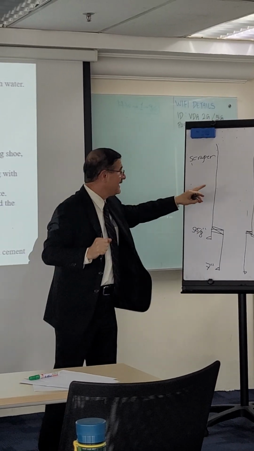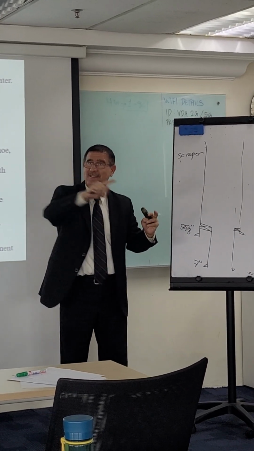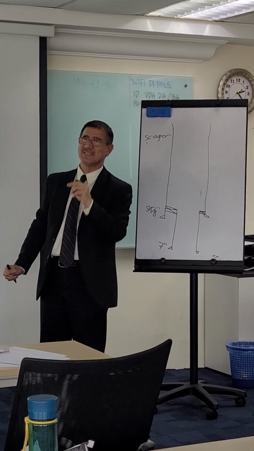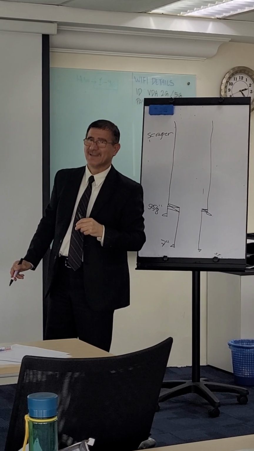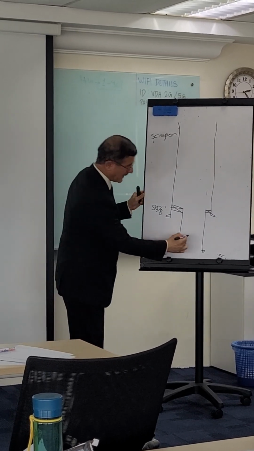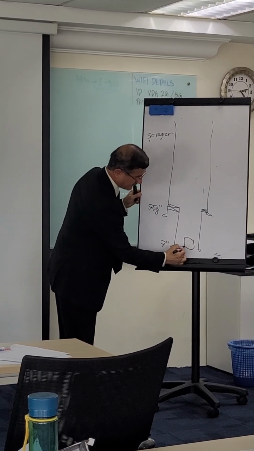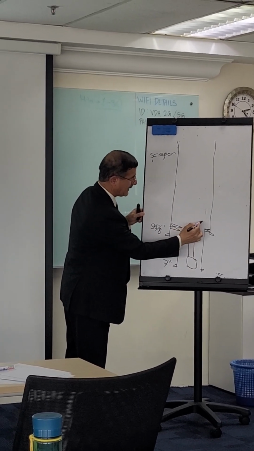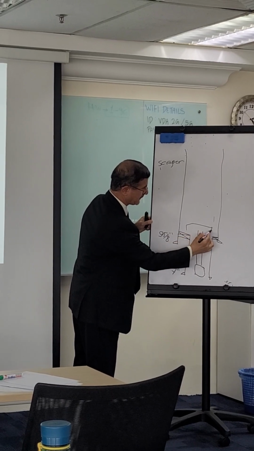So here, tell me, how can I run two scrappers for 7-inch and for 9 and 5/8? You need a crossover. You told me yesterday. You need a crossover to make them up together. Okay, I will tell you. This is the scrapper, right? And this is like this, and this is the big scrapper.